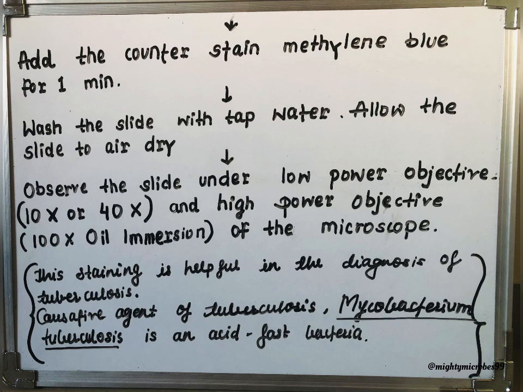So this staining technique is mostly useful in the diagnosis of tuberculosis, whose causative agent is Mycobacterium tuberculosis, and it is an acid fast bacteria. So this was all about acid fast staining.